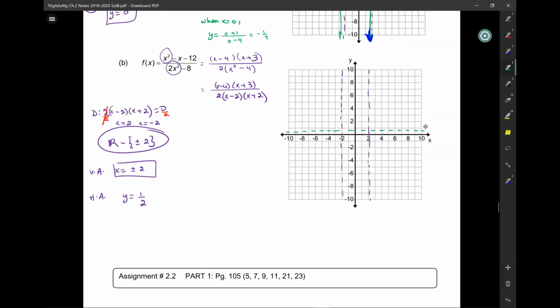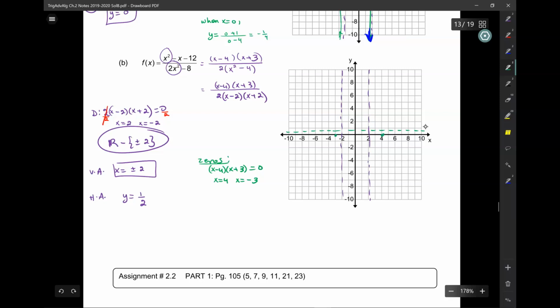Okay, now, are there any zeros? I set the numerator equal to 0, and I do the factored one because it's already done for me. So x equals 4, x equals negative 3. Well, this is the numerator, so there is no denominator zero here.